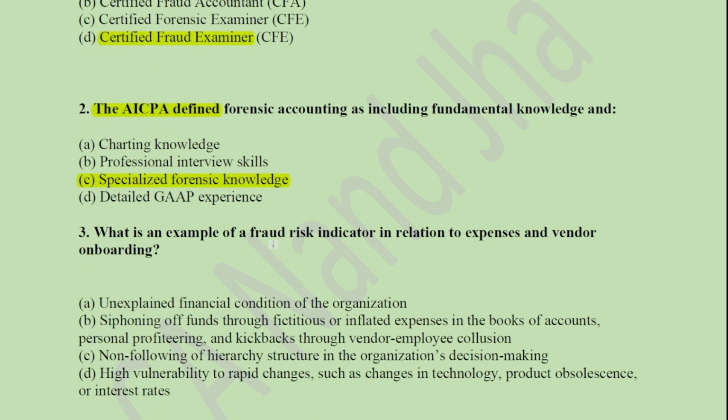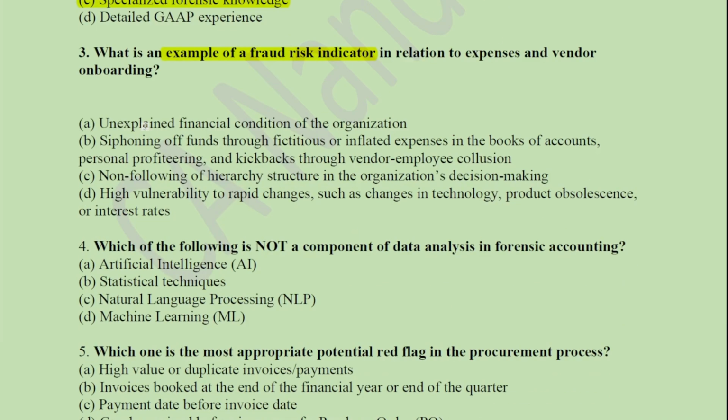Detailed gap experience, no. What is an example of a fraud risk indicator in relation to expense and vendor onboarding? Unexplained financial condition of the organization, no. Shifting of funds through fictitious assets or inflated expenses in the books of account, yes. Personal profiteering, yes. And kickback through vendor employee collusion, yes.